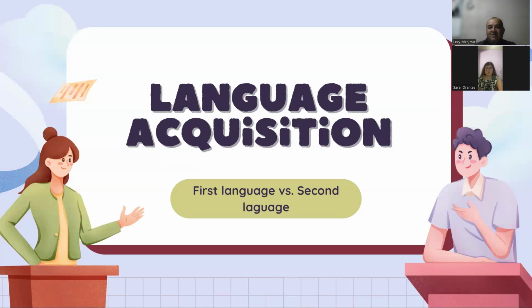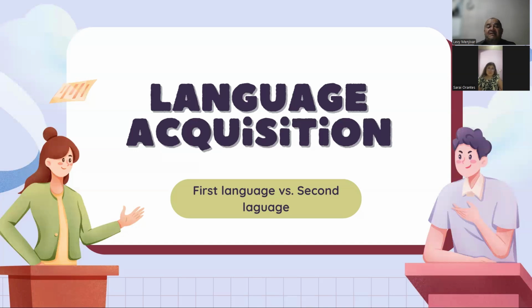Now, I'm going to talk about point number three, practice and feedback. Another major similarity is the role of practice and feedback. In L1, children learn through experimentation, and their errors are corrected by caregivers.